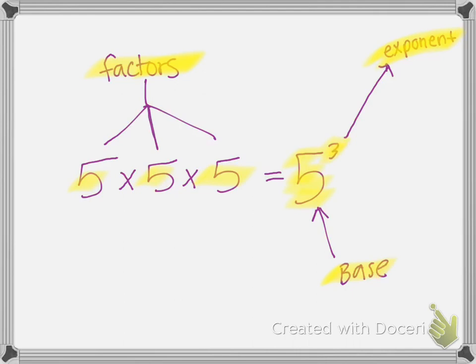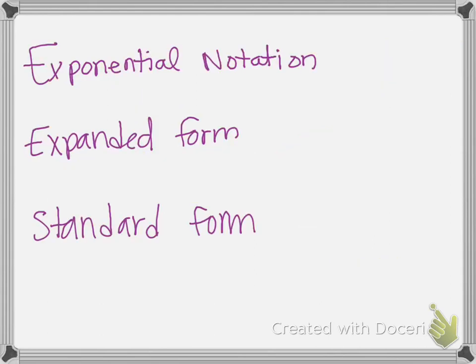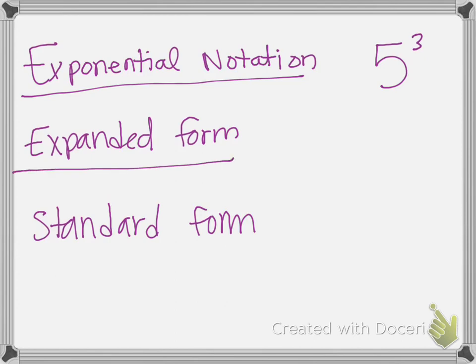So what I'm going to show you today is basically how this is the same as this. All right, you have one more thing that you need to write down. So I'm going to show you 3 different types of forms. So we have exponential notation. So that is a regular number that has an exponent. And remember, the exponent is the little number up top. Then we have expanded form.